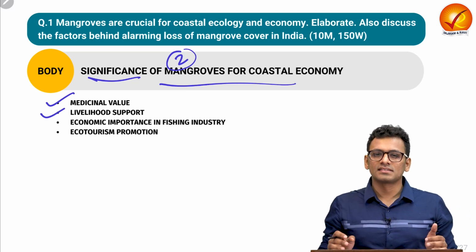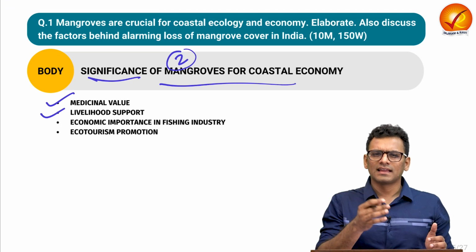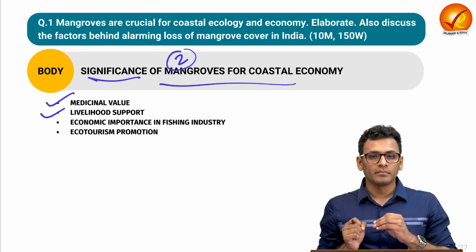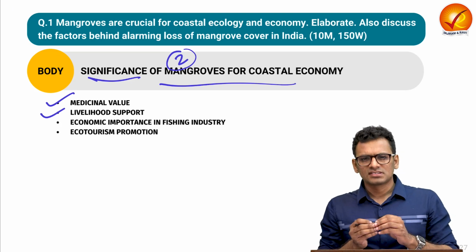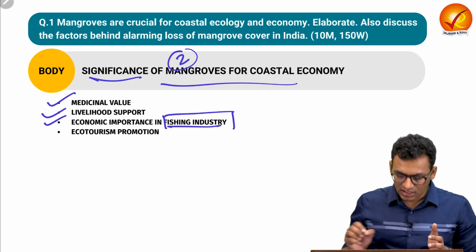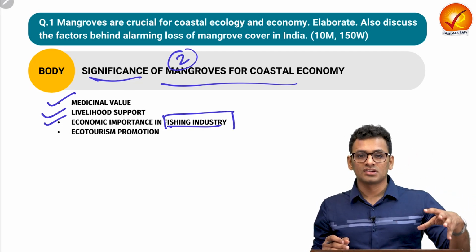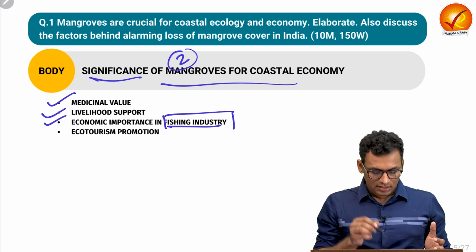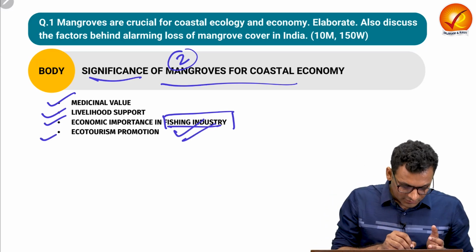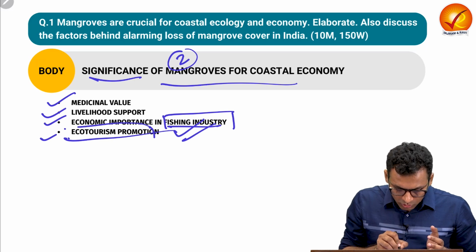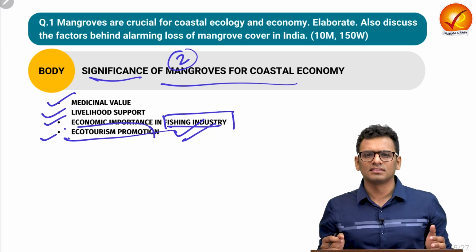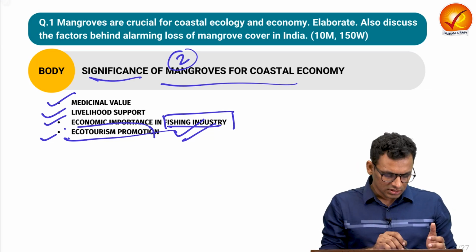Over here we are looking at certain forest produce that can be derived from mangroves. We have seen how the wood derived from mangroves is pest resistant. The third is economic importance for the fishing industry. We have seen how mangroves are found at the junctions where we can find a prominent fish-rich sector. And lastly, we can talk about ecotourism promotion, as they provide rich biodiversity as well as certain ecosystem services.